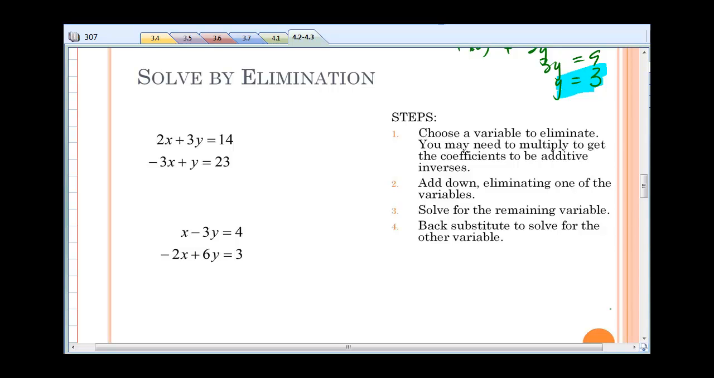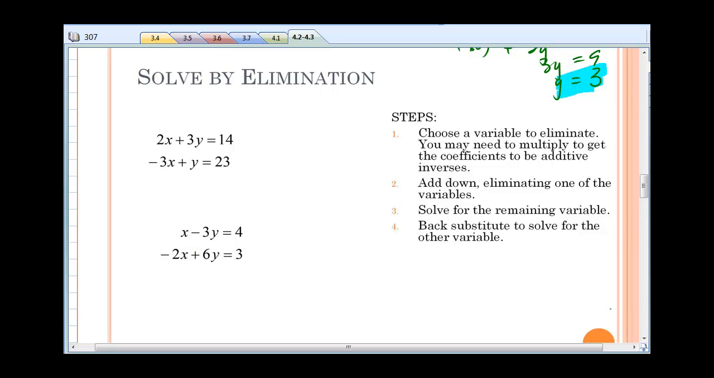Okay, we're going to continue our discussion of solving systems of equations, this time looking at another method. This is called solve by elimination, or you might see it in your book as solve by addition. The point of it is I'm going to take my two equations and add them to eliminate one of the variables. So that's why you might see it written two different ways.